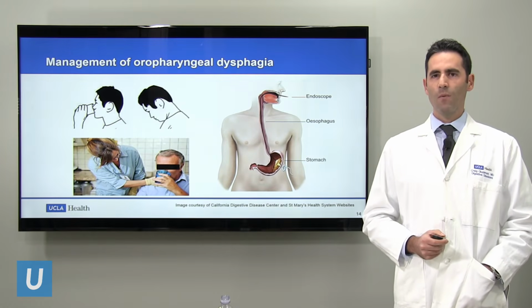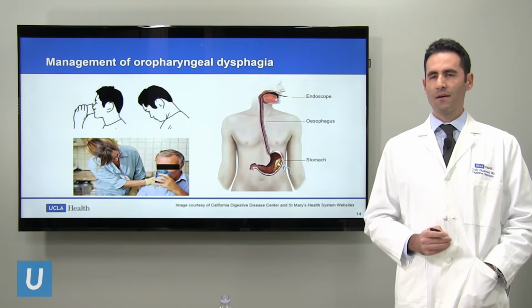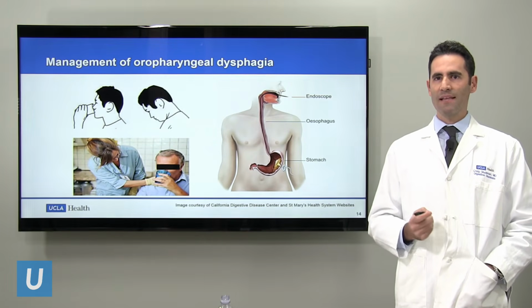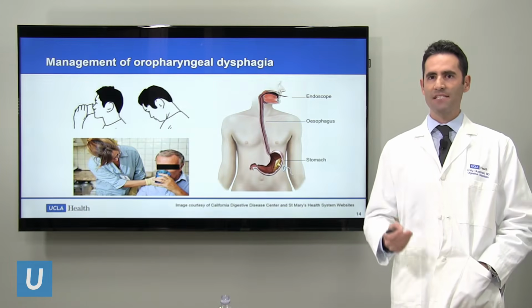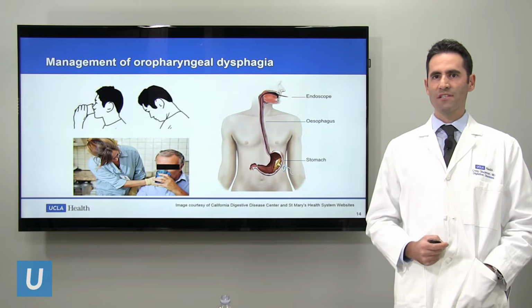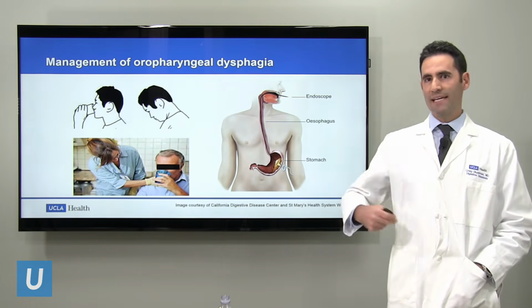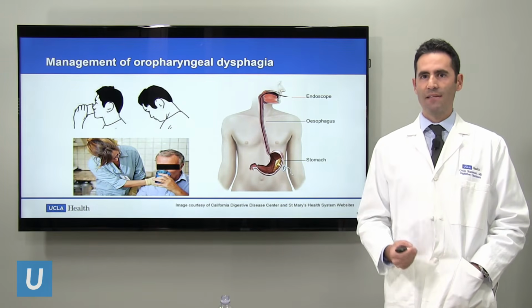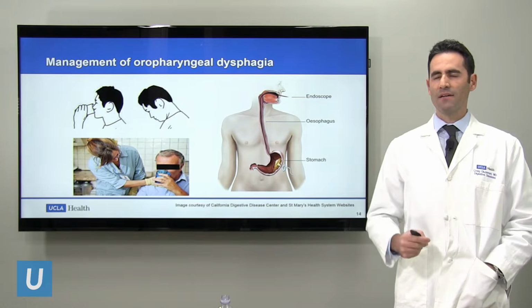Number one, once a patient gets a feeding tube, by no means does that mean they always have to have a feeding tube. And what I mean by that is if in 3 or 6 months, whatever's causing the oropharyngeal dysphagia gets better, we can easily remove the feeding tube, the hole in the skin can close up, and the patient can go back to eating normally. So that's the first point.